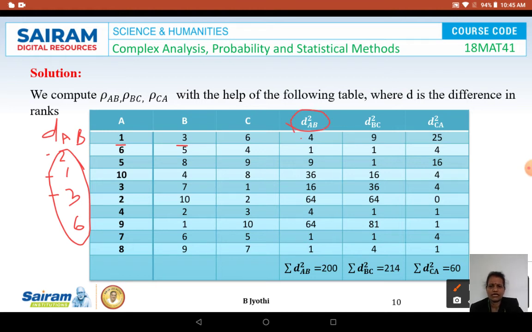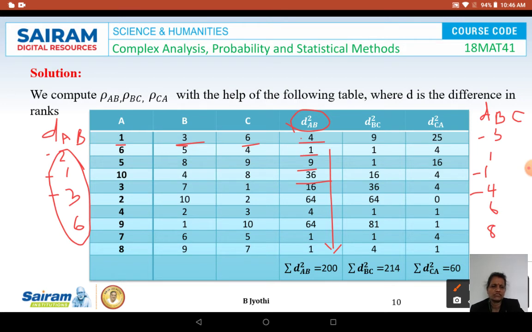That is, minus 2 whole square is 4, minus 1 whole square is 1, minus 3 whole square is 9, and plus 6 whole square is 36, and so on we can observe. Similarly, D_BC. What is D_BC? 3 minus 6. Let me write here D_BC. So D_BC means minus 3, plus 1, minus 1, minus 4, 6, 8 and so on.